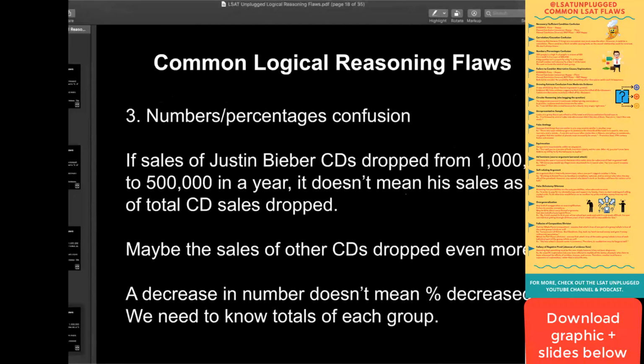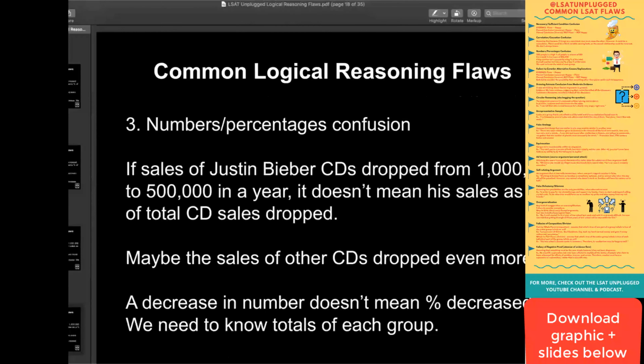And then same goes for a drop in sales of CDs. If the sales are cut in half, they could still have the majority. Even if they're dropping, even if they've decreased and lowered, maybe they still have a large percentage of sales, and maybe other CD sales dropped even more. So everything depends on the total picture that we're looking at, all groups, all variables.